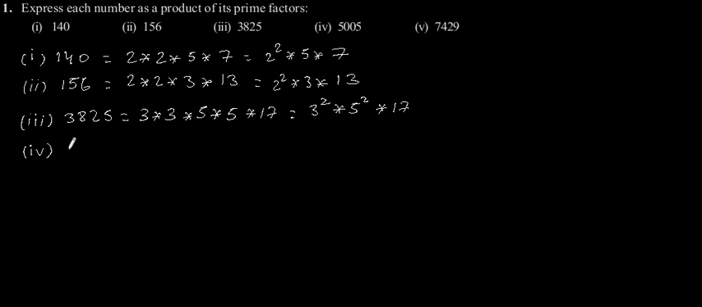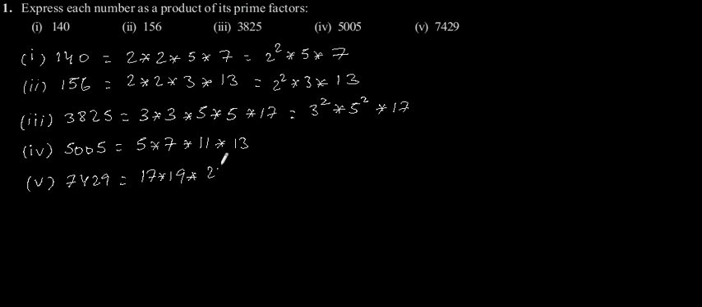Fourth, 5005. This can be expressed as 5 into 7 into 11 into 13. Fifth, 7429. This can be expressed as 17 into 19 into 23.